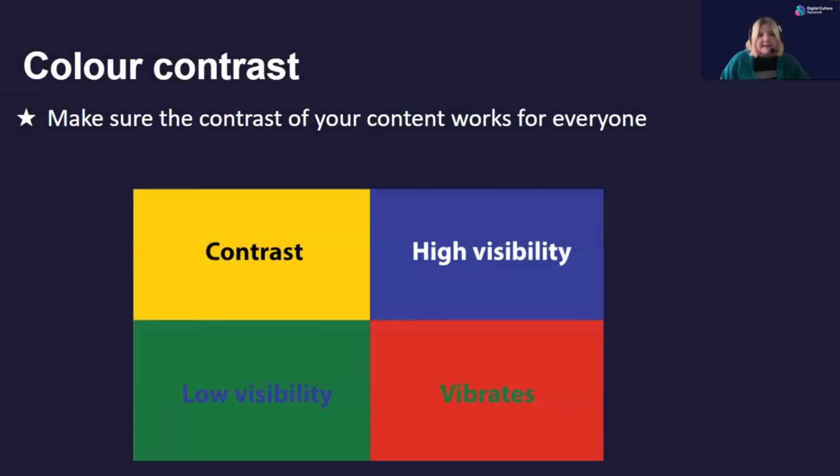One of the easiest things to check for is color contrast as well, because poor color contrast ratios create visual barriers. In the image on the screen now, you can see that the black on yellow works really well, as does the white on dark blue. But the dark blue on dark green is low contrast, and the green makes the text vibrate.